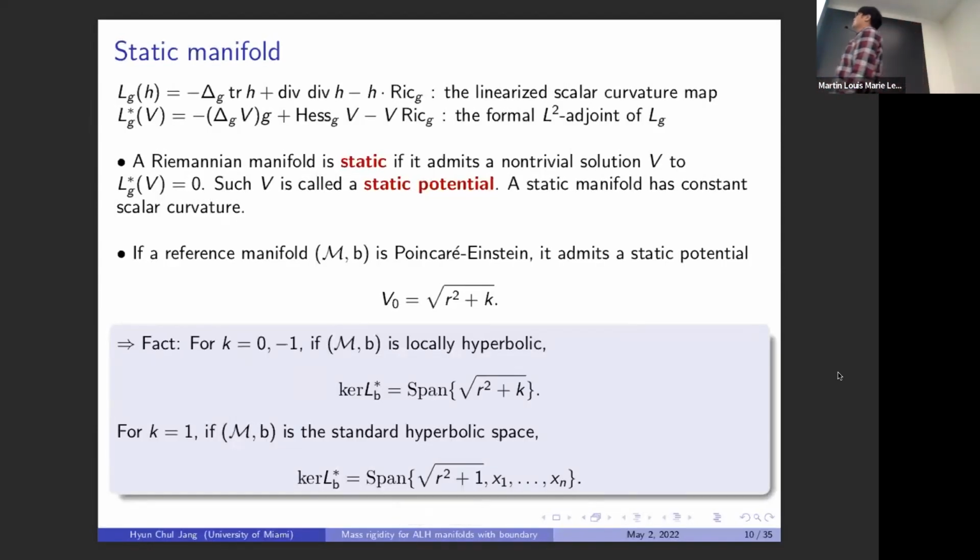There's also a related fact here. For k equals 0 and negative 1, if we also assume that this reference manifold is locally hyperbolic, then the kernel of L_B star is going to be spanned by this one function. And for k equals 1, if we assume that M_B is the standard hyperbolic space, then the kernel of L_B star is spanned by these n plus 1 functions.